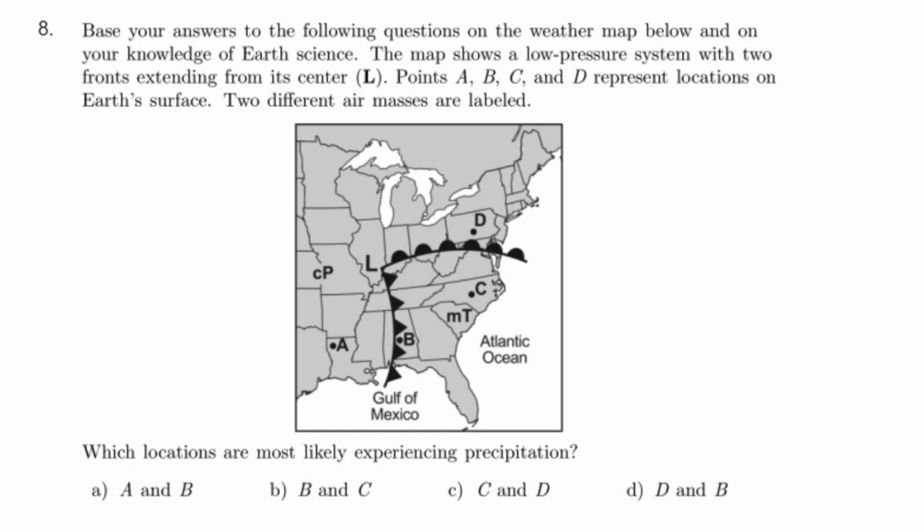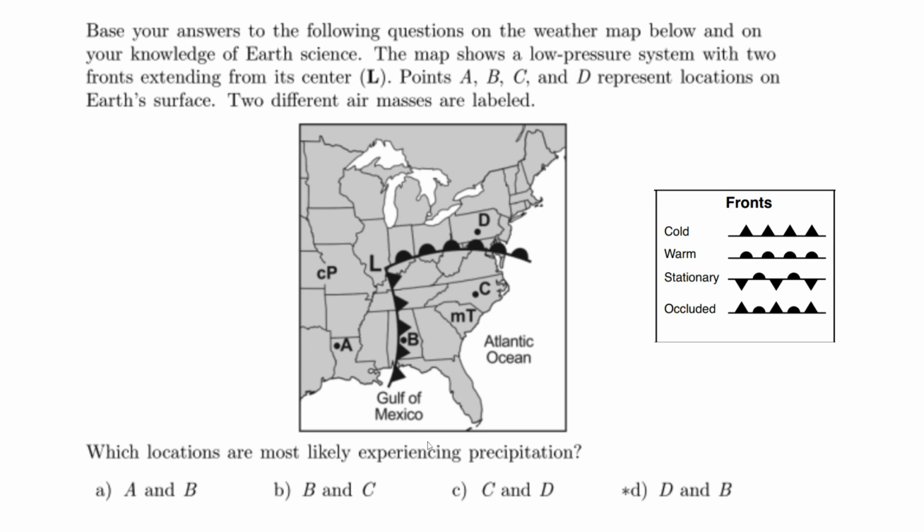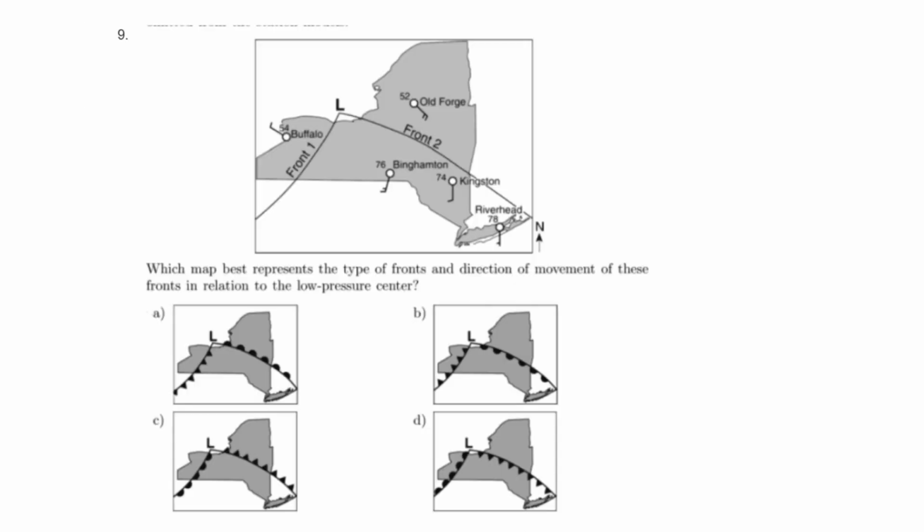Next, go and pause this video, try number 8. Base your answers to the questions on the weather map below and your knowledge of earth science. The map shows a low pressure system and 2 fronts extending from the center L. Points A, B, C, and D represent locations on Earth's surface. 2 different air masses are labeled. So MT and CP. Which locations are most likely experiencing precipitation? The correct answer is D and B, because those places are closest to the symbols for the fronts. Remember, the closer you are to the front, the more precipitation there is and clouds there are.